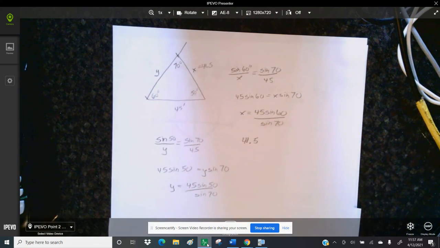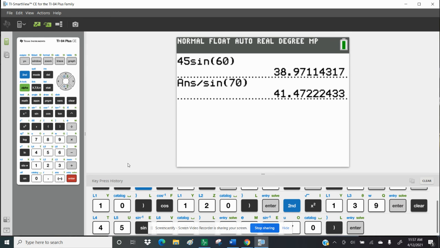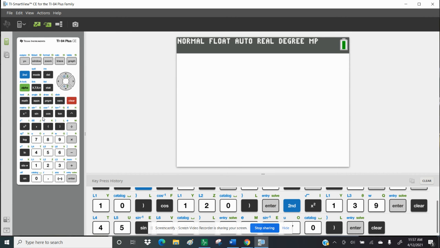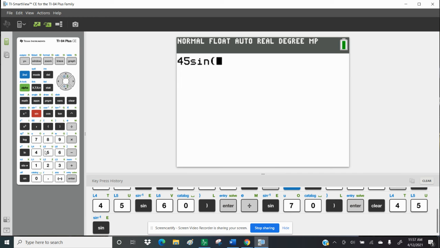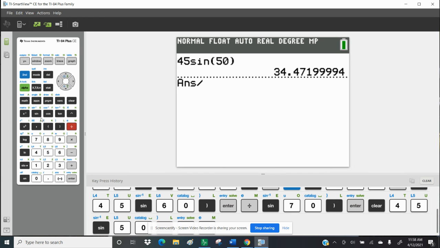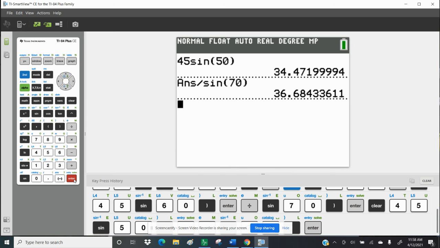Let's go ahead and put that in our calculator. So 45 times the sine of 50 divided by the sine of 70. And that's going to be 36.7.